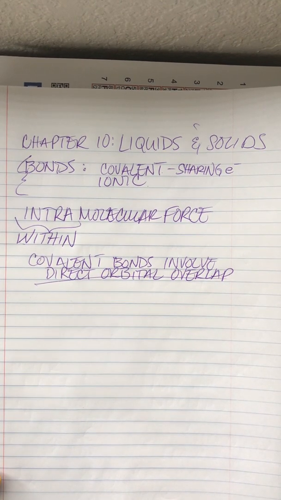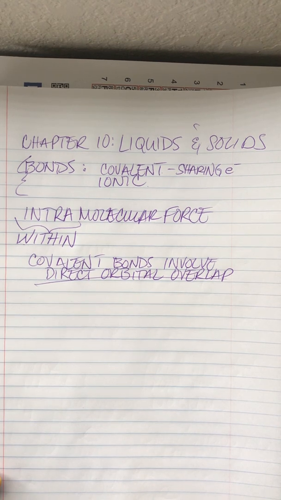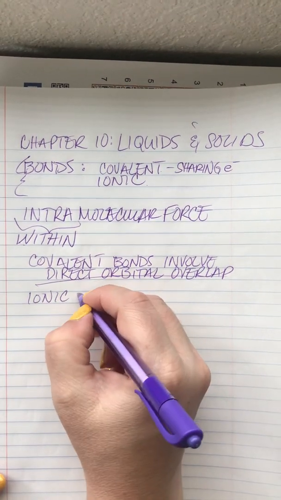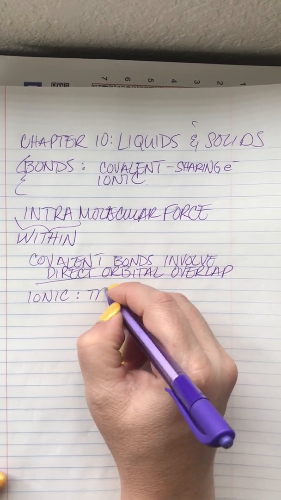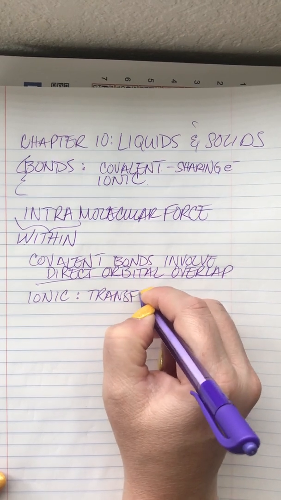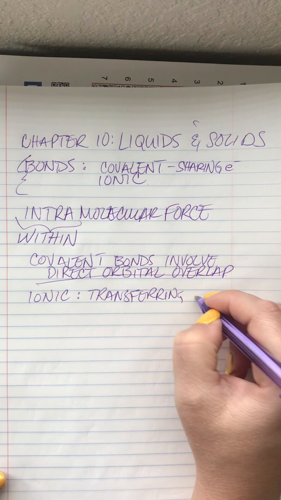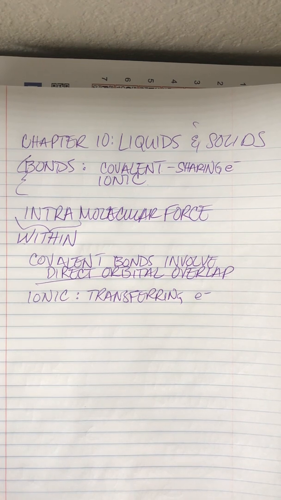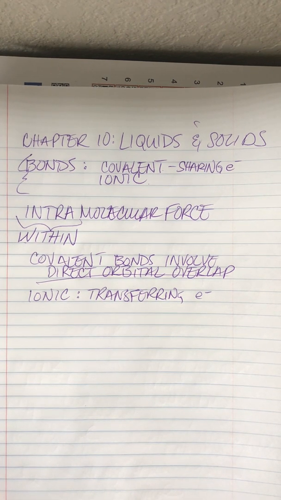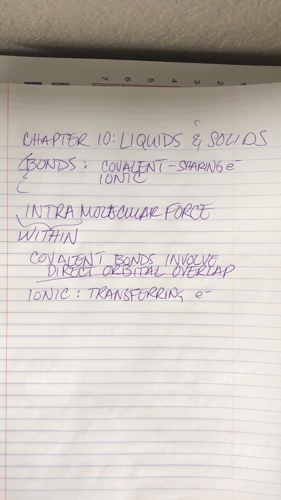Because there's always a sigma bond within a covalent compound. Exactly. Yeah, because we can't have pi bonds by themselves. So the covalent bonds are characterized by sharing electrons and by direct orbital overlap, right? Ionic bonds, what are those characterized by? Giving electrons. Right? So transferring electrons, right? So in this case, we're not necessarily talking about overlapping orbitals. We're talking about opposite charges being attracted to one another, right?